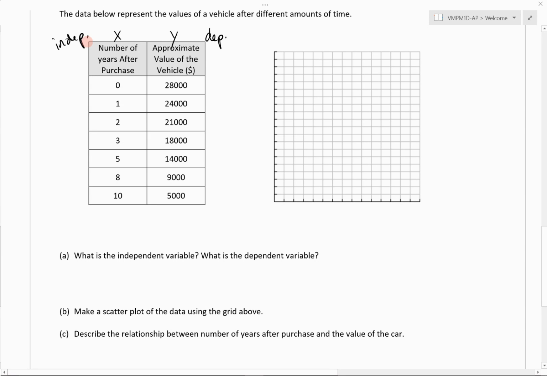Okay, so make a scatter plot. Here I'm going to put number of years on my x-axis, and the value in dollars on my y-axis. Make a scale, so it's reasonable to count the number of years by 1, so 0, 1, 2, 3, 4, 5, 6, 7, 8, 9, 10, 11, 12.